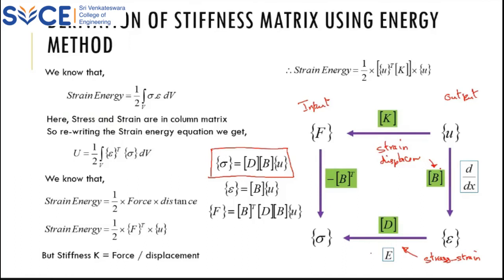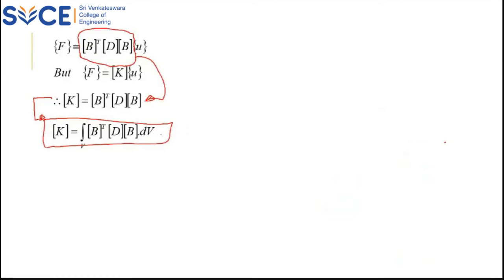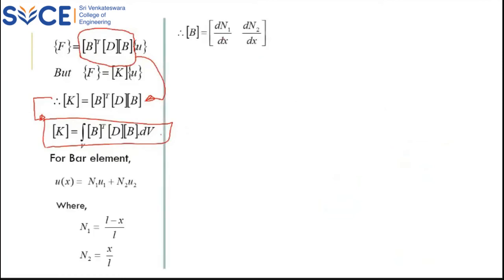B is nothing but d by dx of N. So we have dN1 by dx and similarly dN2 by dx. These are the two terms, right? I am going to differentiate this. When I do that, dN1 by dx I'll get minus 1 by L, and this is 1 by L. So you'll get minus 1 by L and 1 by L. This is my B matrix.